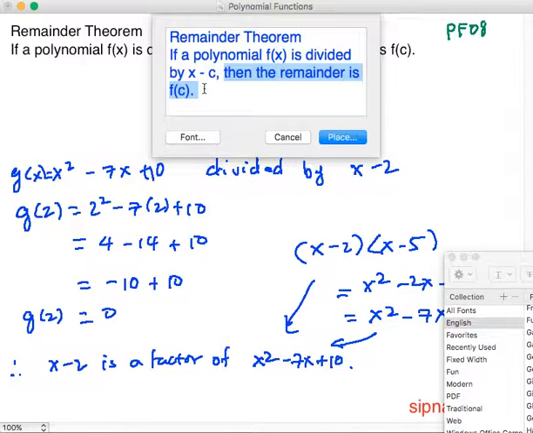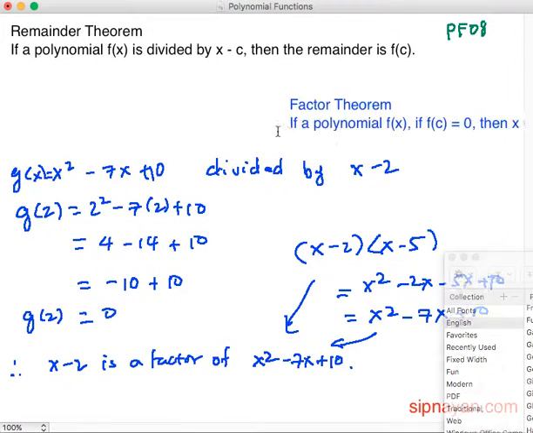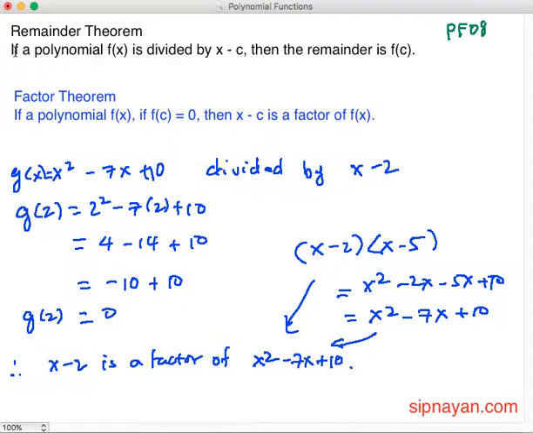It says, if a polynomial f of x, if f of c is equal to 0, then x minus c is a factor of f of x. This is called the factor theorem. Okay? So actually, it follows from the remainder theorem, right? Because the remainder theorem says that when you divide by x minus c, the remainder is f of c. But if your f of c is 0, it means it is a factor because there is no remainder. And we have shown that here.